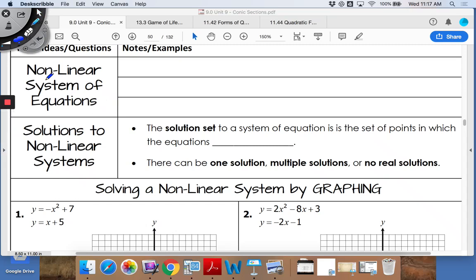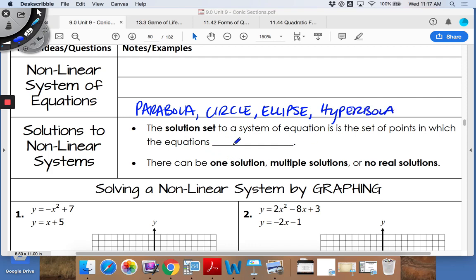So today we're talking about nonlinear systems. A nonlinear system is a system of equations in which one or more equations are not linear. So one of them might be a parabola, a circle, an ellipse, or a hyperbola.